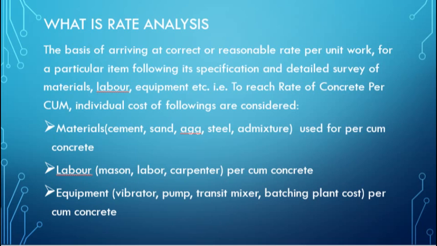To reach the rate of concrete per cubic meter, individual costs of the following are considered. Material, that is cement, sand, aggregate, admixture, etc. Labor, that is per cubic meter of concrete. And equipment cost.